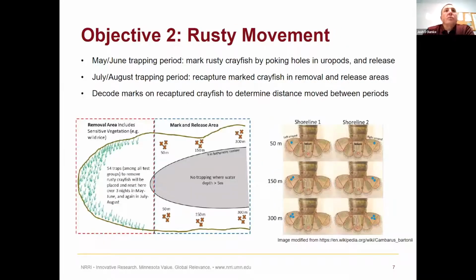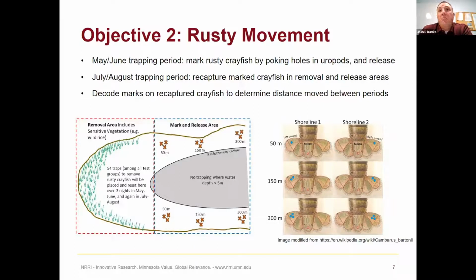For our second objective, we're going to be seeing how far rusty crayfish are moving. Remember, these are going to be open systems, and we're going to be doing localized removals. So it's possible crayfish could just move in if they wanted to. We're going to create a zone of a depleted population near wild rice. So outside of that removal area by the wild rice, we're going to set additional traps where we're marking and releasing crayfish. So in our May to June trapping period, we're going to mark rusty crayfish by poking holes in their uropods and then releasing them.